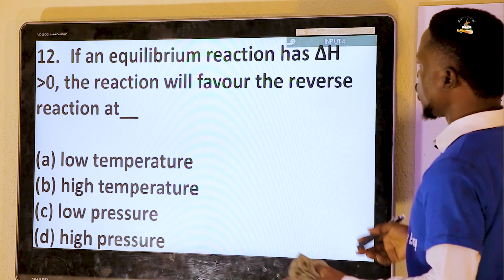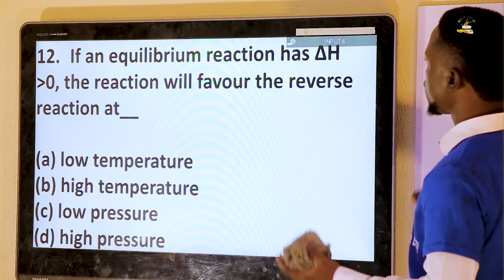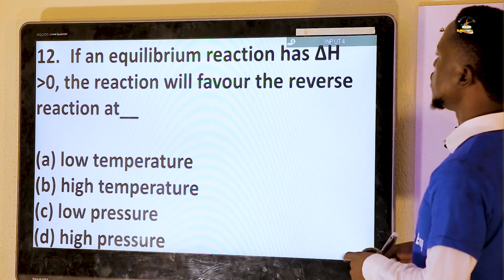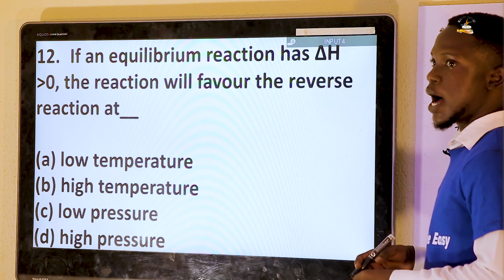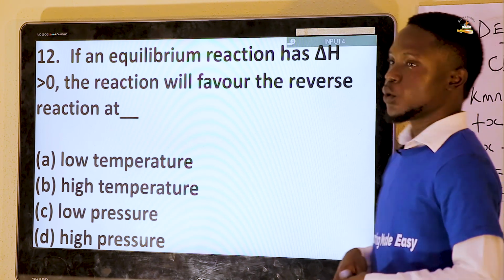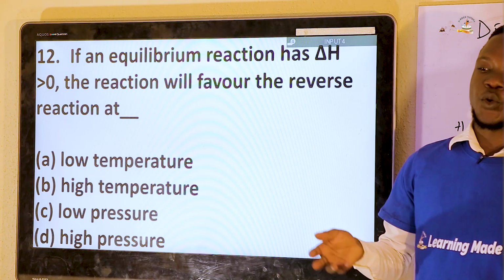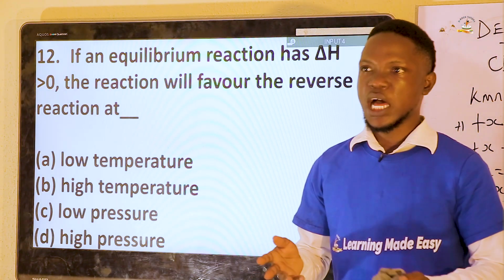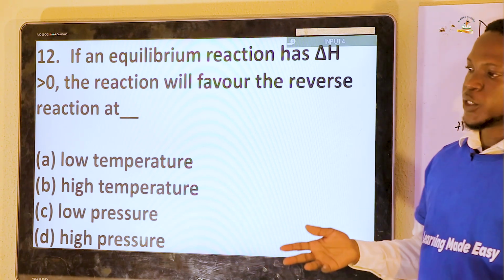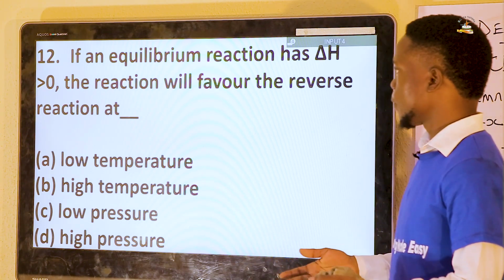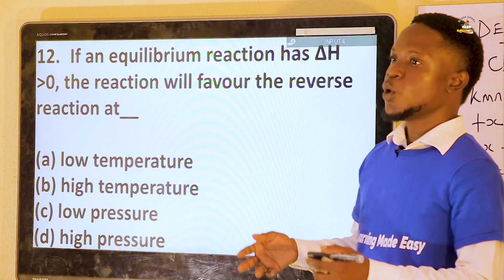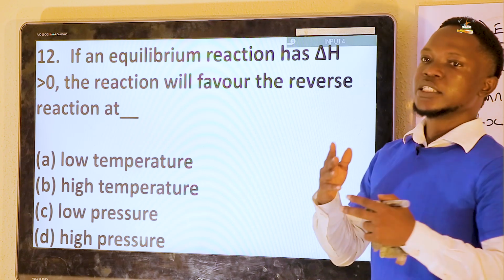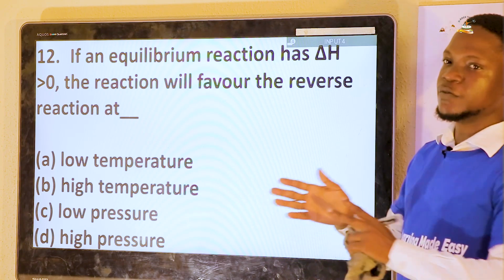If an equilibrium reaction has delta H greater than 0, the reaction will favor the reverse reaction at dash. Now, when delta H is greater than 0, it means that the reaction is an endothermic reaction because it is positive. And it will favor the reaction when the temperature is lowered. So when the temperature is lowered, it will favor the reverse reaction.